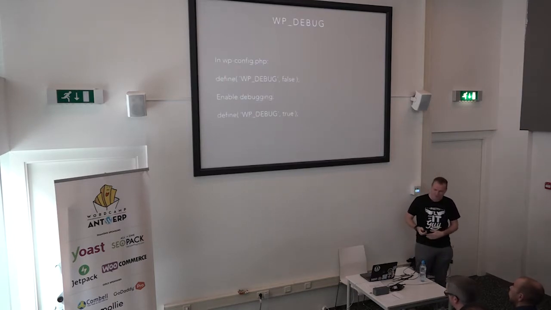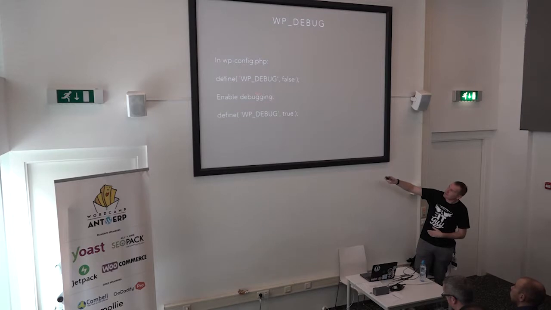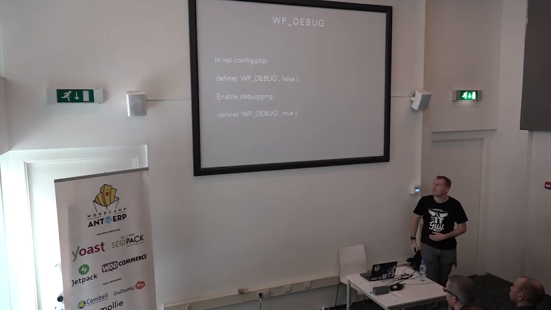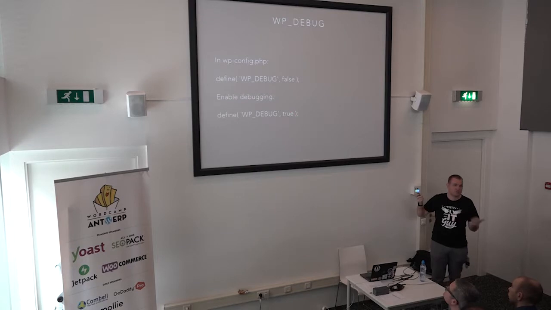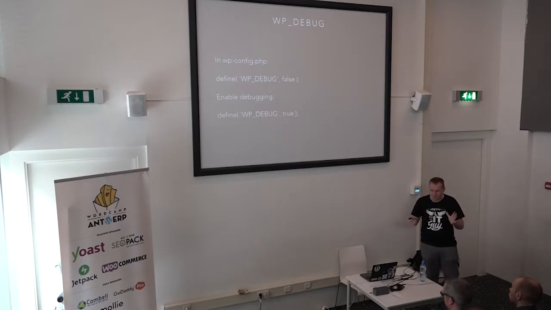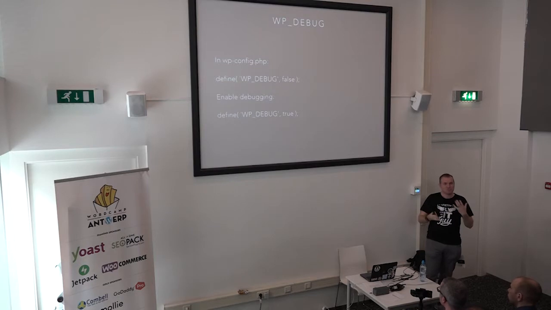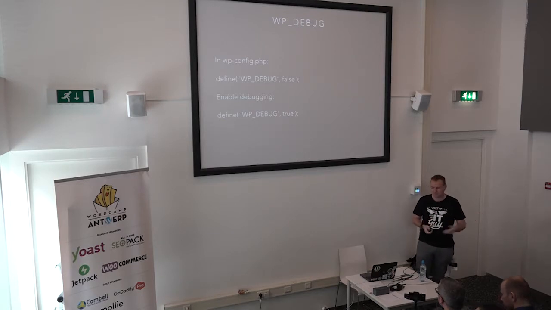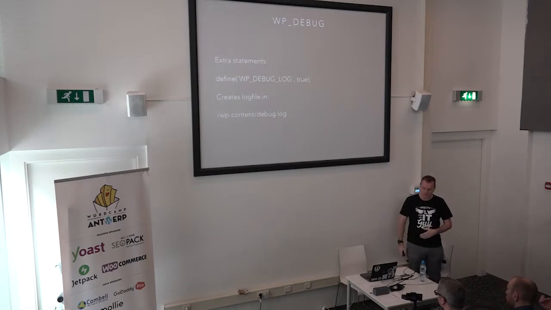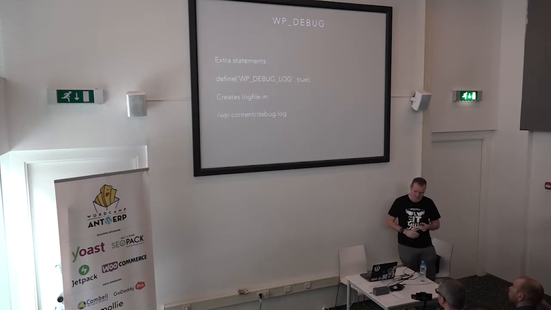So in WP config, you'll have by default WP Debug defined as false. Of course, to enable debugging, you just alter it to true and save the WP config file. This should be common knowledge. And at that point, a debug.log file will be generated in your WP content folder, containing more error output than the regular server logs.